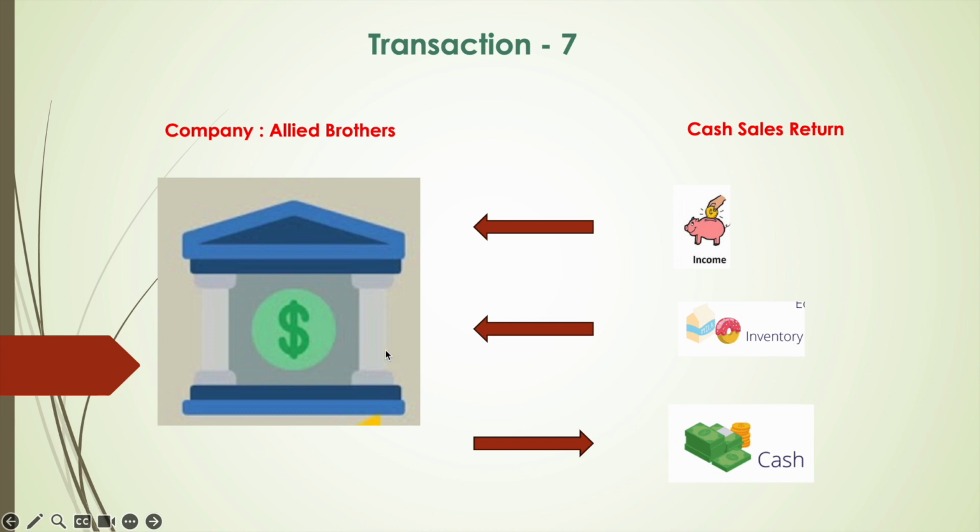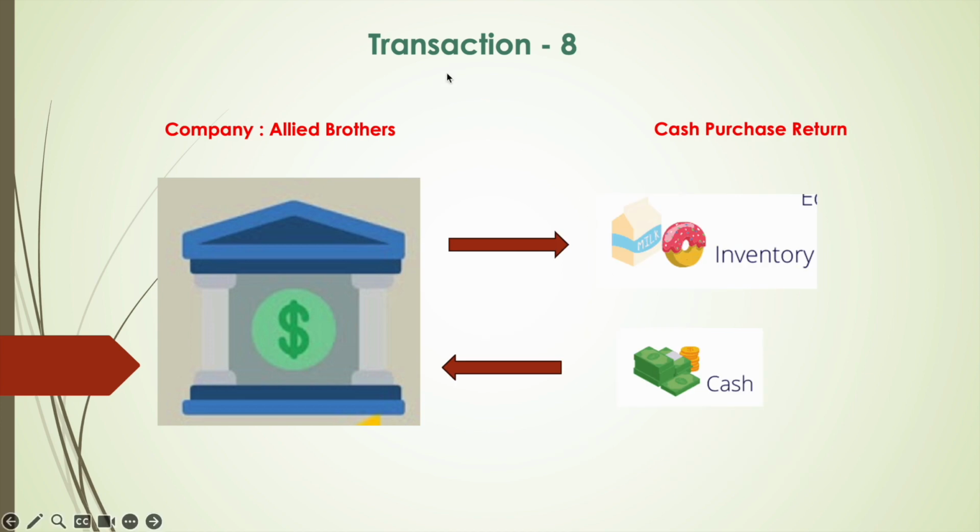Recording the transaction in the seller's accounting records, the cash sales return is recorded as a decrease in sales revenue and an increase in sales returns or refunds issued. In this example, customer will return the goods to the seller, Allied Brothers. Allied Brothers will return the cash to the customers.